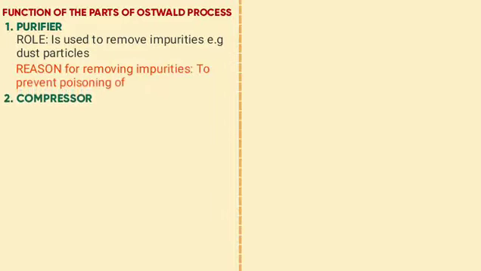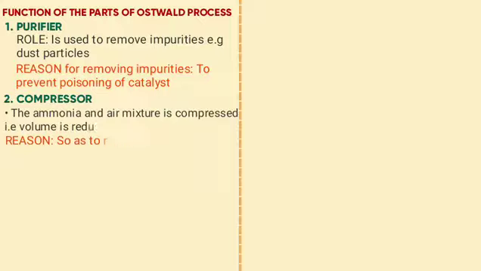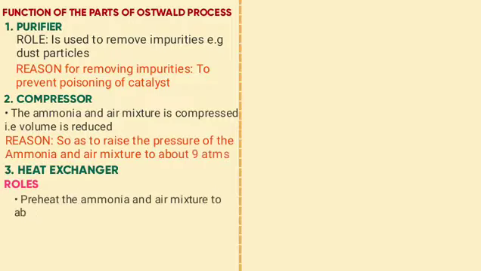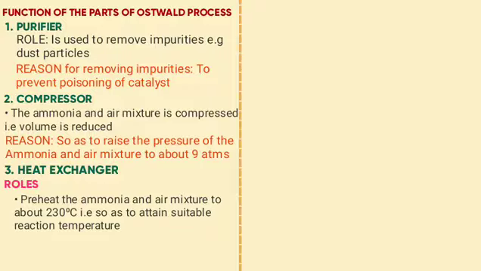Part number 2, compressor. The ammonia-air mixture is compressed, that is, volume is reduced. Reason: so as to raise the pressure of the mixture to about 9 atmospheres. Heat exchanger. Role: it is used to preheat the ammonia and air mixture to a temperature of about 230 degrees Celsius, so that it attains suitable reaction temperature. Another function of the heat exchanger is to cool the nitrogen monoxide gas formed.